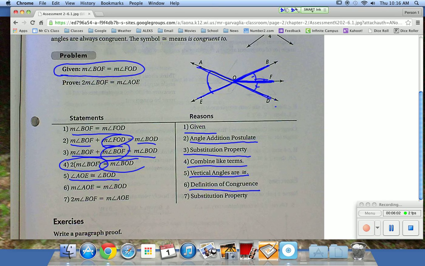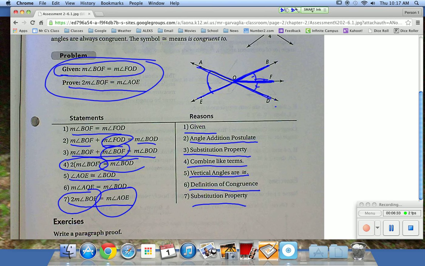right? Same thing, the measurement. If the angles are equal, then the measurements are equal. And the last one is, then if that's the case, through this right here, 2 times the measurement of BOF is equal to AOE. That's what we were looking to prove, substitution property, and we've proved what they're asking for right here.